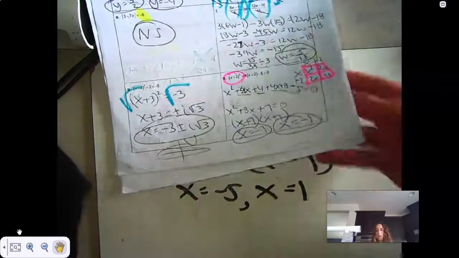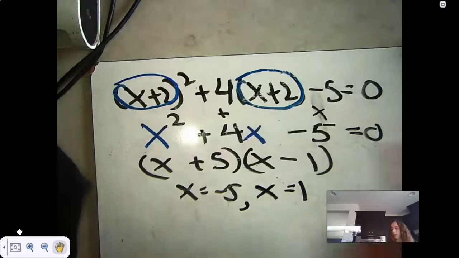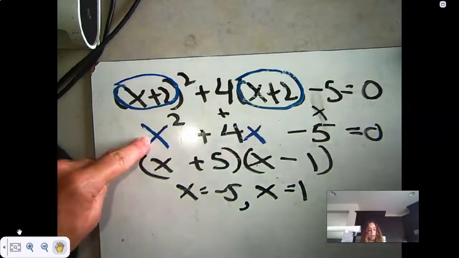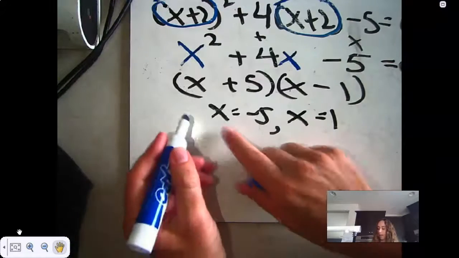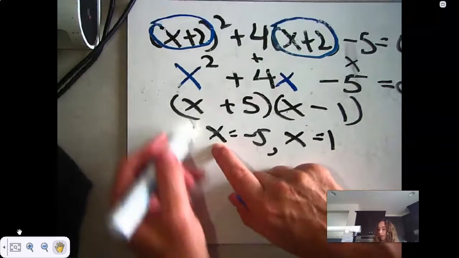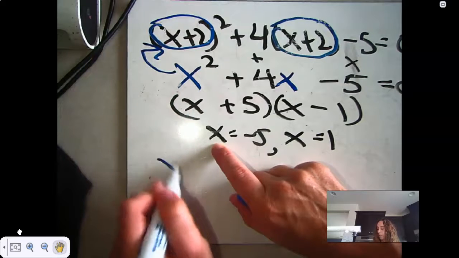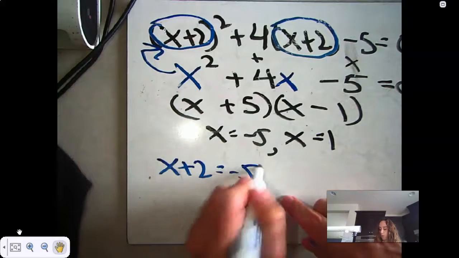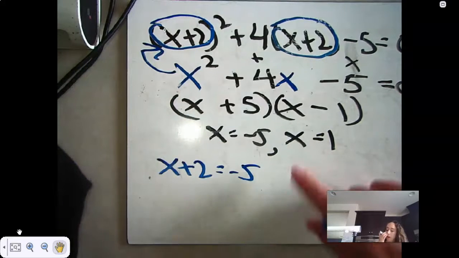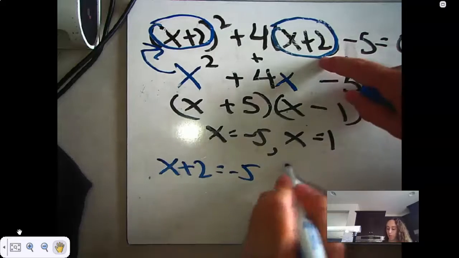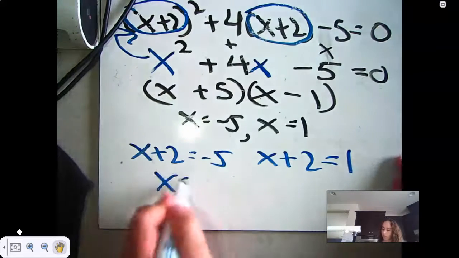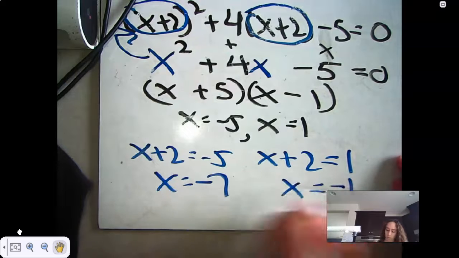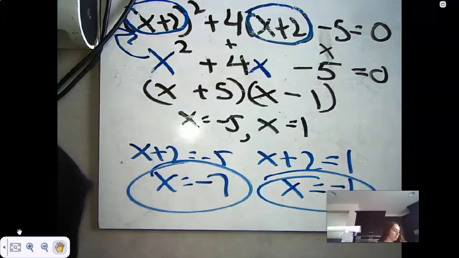Well, that's because here I was solving for x, but here, I didn't actually solve for x. I solved for x plus 2. So technically, I can't write x equals -5. I need to go back now and write x plus 2 equals -5, and I can't write x equals -1. I have to write x plus 2 equals -1. Solve, solve, and now I get the same answer.